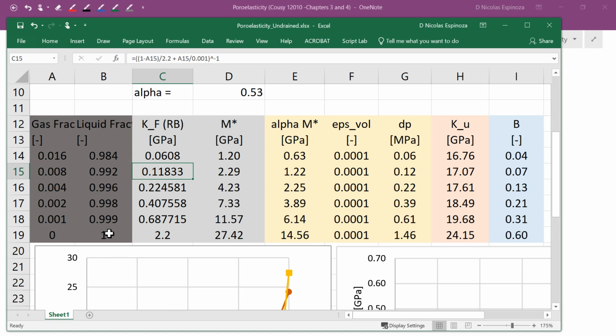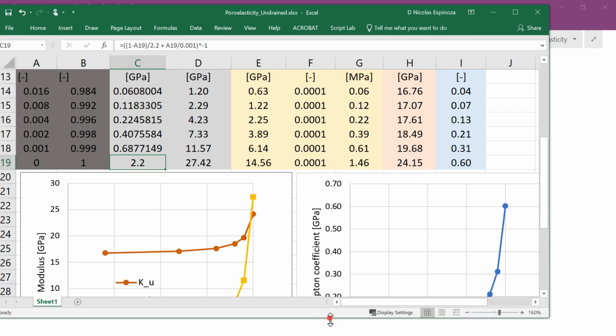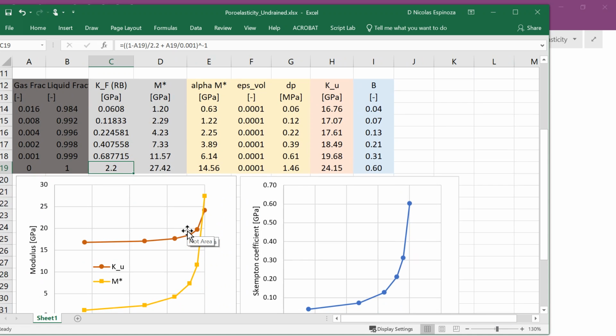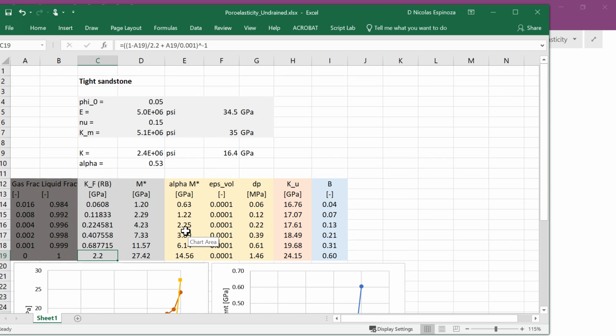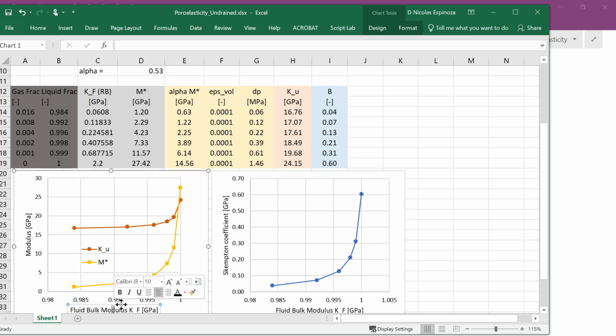And just when we get to a liquid fraction equal to 1, we recover the bulk modulus, in this case of water. So what I did is I calculated the Skempton modulus for that, and we can see the result. Let me zoom out a little bit. One more. Okay. The modulus increases significantly with the percentage of the liquid fraction.